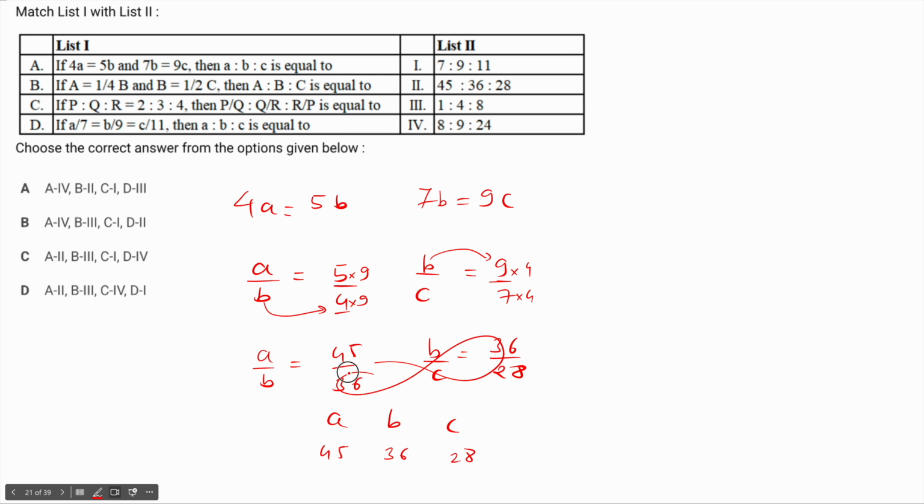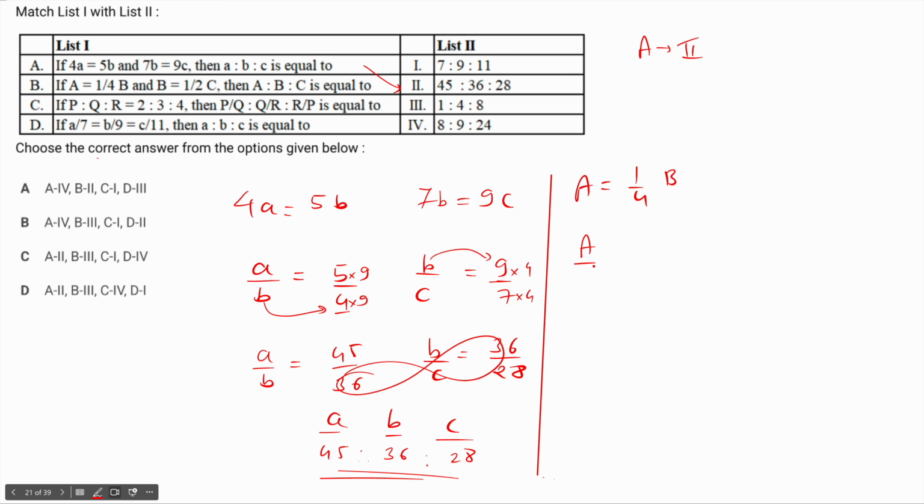B is now common, right? 36. So A is to B is to C will be 45 is to 36 is to 28, right? So 1 corresponds to 2 very clearly. Okay, the A corresponds to 2. I'll write it here. A corresponds to 2, right? Now, the second part, the B part is A is equal to 1 by 4th, right? A is equal to 1 by 4 times B.